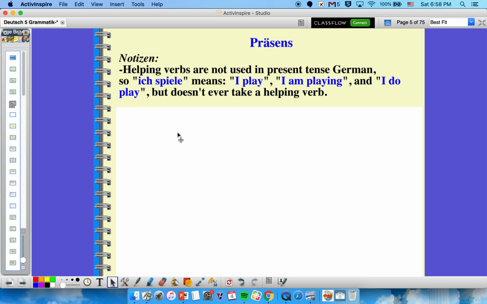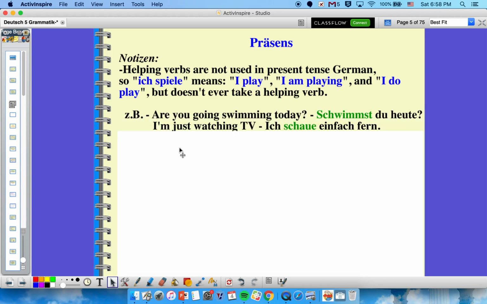And especially in our questions, we say like, are you doing this, or do you do this? But in German, you don't need that. You literally just use the present tense verb that is the main verb in the sentence, and you don't have to have a helping verb. So ich spiele can mean I play, I am playing, and I do play, depending on just the situation.